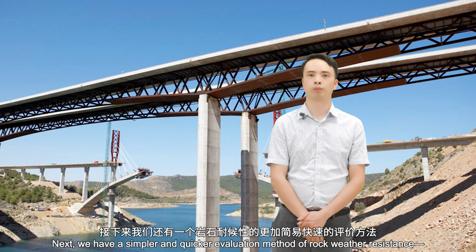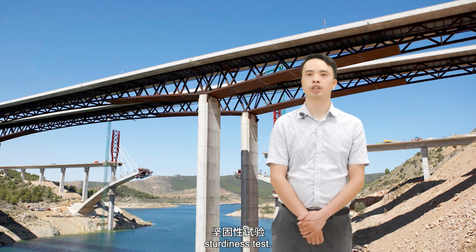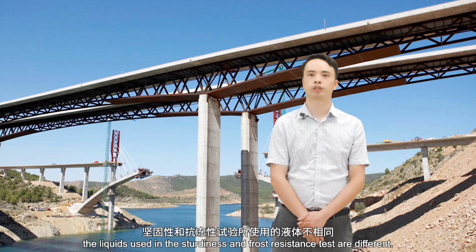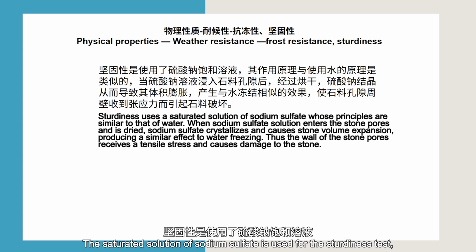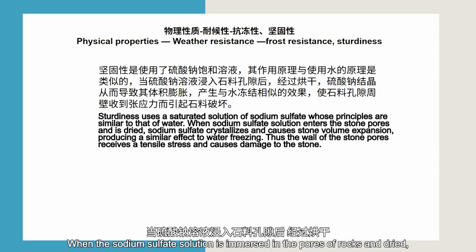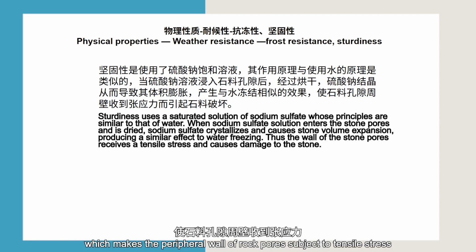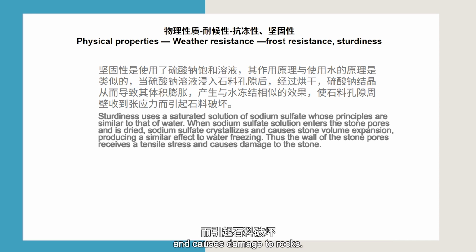Okay, everyone. Next, we have a simpler and quicker evaluation method of rock weather resistance: sturdiness test. As I explained earlier, the liquids used in the sturdiness and frost resistance test are different. The saturated solution of sodium sulfate is used for the sturdiness test, and its working principle is similar to that of water. When the sodium sulfate solution is immersed in the pores of rocks and dried, its volume will expand because of the crystallization. It produces an effect similar to that of water freezing, which makes the peripheral wall of rock pores subject to tensile stress and causes damage to rocks.